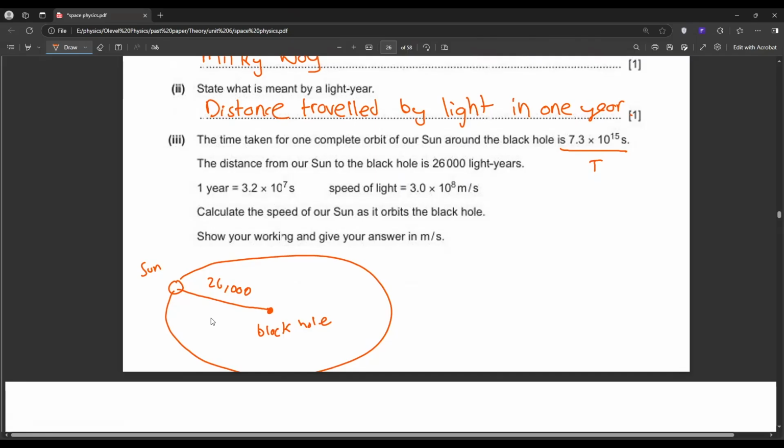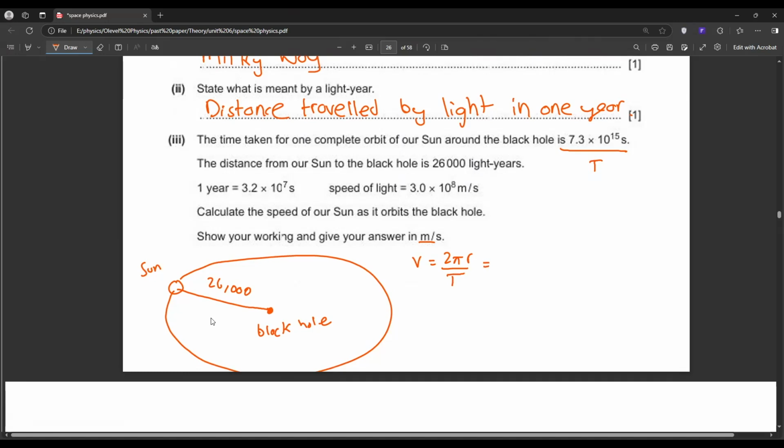26,000 light years. Perfect. 1 year has this many seconds and the speed of light is this. Calculate the speed of the sun as it orbits around the black hole. Show your working and give your answers in meters per second. So you have to calculate what? Orbital speed. Orbital speed is equal to 2 pi r divided by the time period.